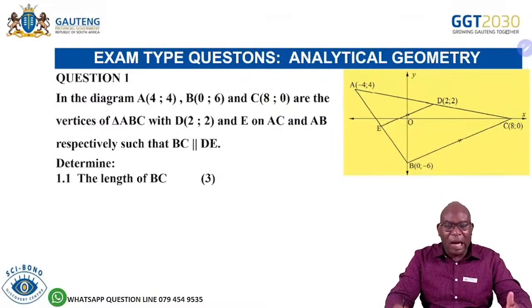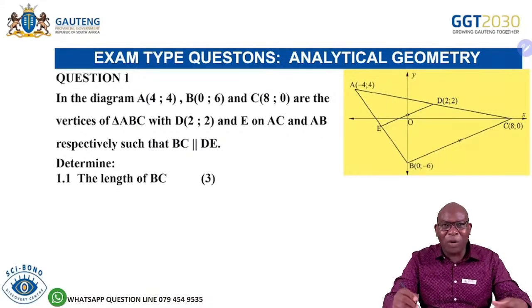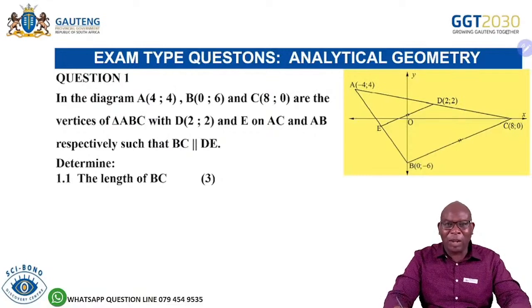Okay, now it's time for us to work on exam type questions. So all these questions, I've taken them from the exam papers. So let's look at how we're going to collect the marks. So remember we said in analytical geometry, we can collect plus minus 15 marks. And let's see. So remember, we must start by passing.